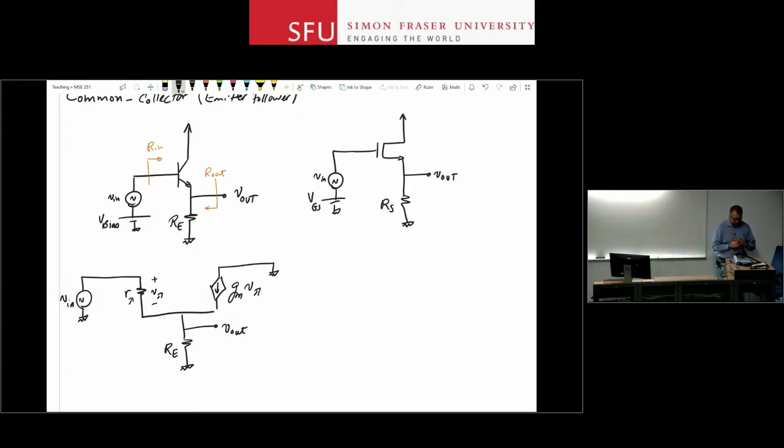I want to figure out gain, input resistance, and output resistance. So again, to remind myself, input resistance is measured here, and output resistance is measured from here. Okay, so let's do the gain analysis first. V out, if I look at this circuit, is the current that goes through the resistor times the resistance. So I can write V out like this.